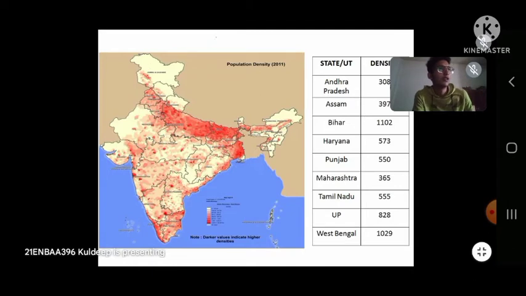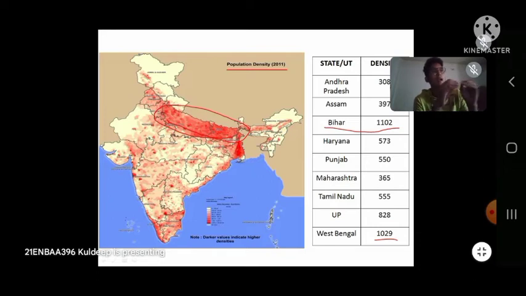So in India, you can see the northern plain here with the higher density. You can see here it is Bihar. Bihar has a population density of 1102, which is very, very high. West Bengal again has a density of more than 1,000. It is 1029, and you can see on the map that the density is very high. You can see it is more red.